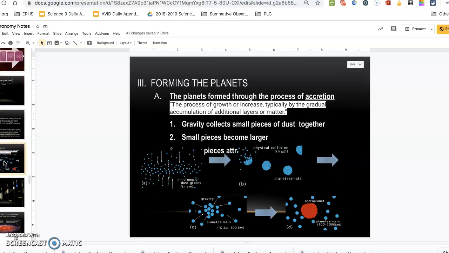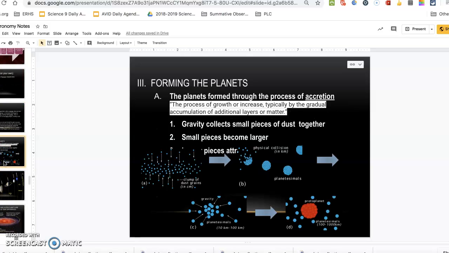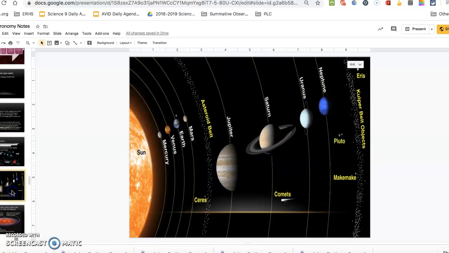Sorry, I'm kind of skipping ahead. So our planets. Planets are formed through a very similar process that we've been talking about, but we're going to use the word accretion. Accretion is the process of growth or increase, typically by the gradual accumulation of additional layers of matter. So gravity collects small pieces of dust together, and because there's more mass as a result, they attract even more matter. So kind of like what we talked about before, where we get this snowball effect that eventually led to our planet formation.